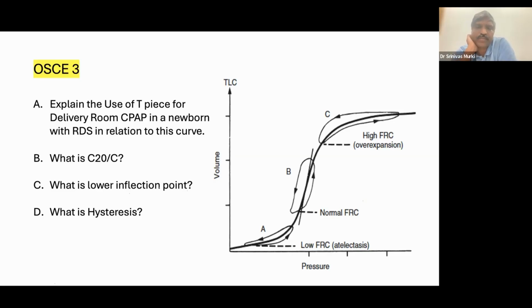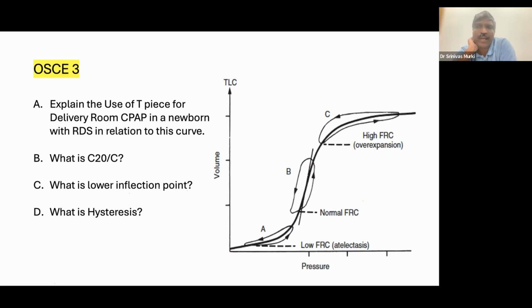But how do you know it? This is very easy. You keep the delta P constant and keep increasing the PEEP. So if the baby is having retractions and you have started ventilation, you keep increasing the PEEP and keep the delta P constant. At one point, you will see that the tidal volume suddenly rises. That means for the same delta P, you are getting higher tidal volume. That means the compliance has suddenly increased.